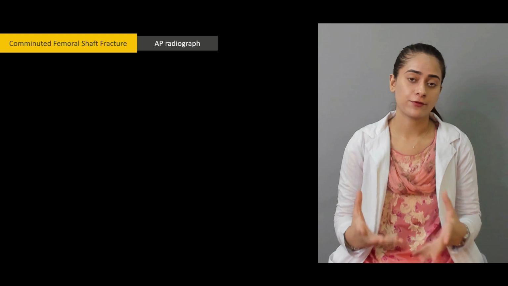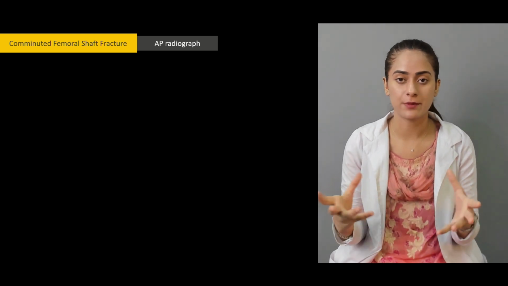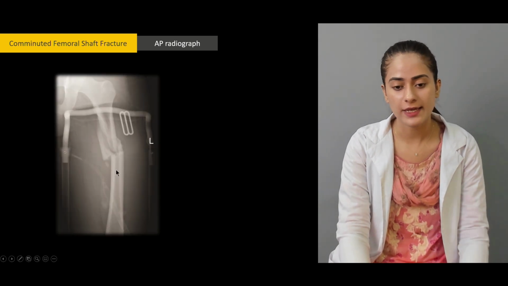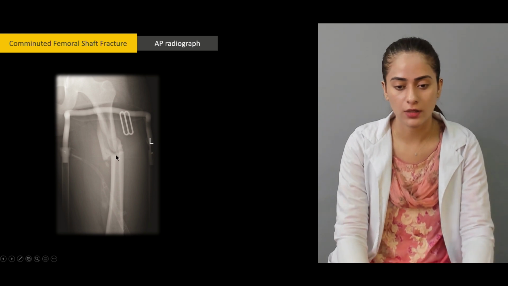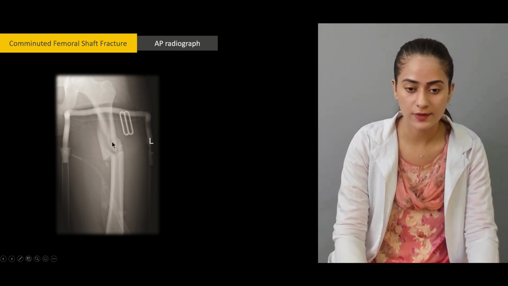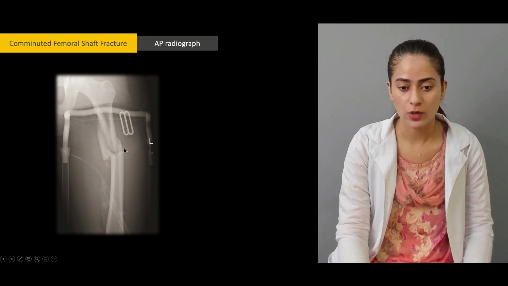Now we have a comminuted femoral shaft fracture. A comminuted fracture is when you have multiple fragments of the fracture, right? So let's see how that appears on the radiograph. This is how a comminuted fracture appears. It can be worse than this as well. So this is a fragment here, and then a little fragment here, and then one here.